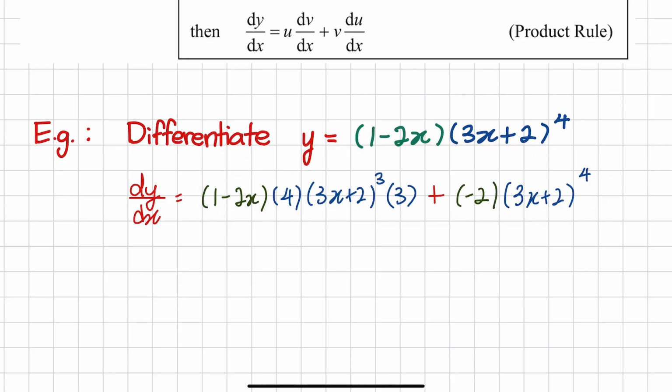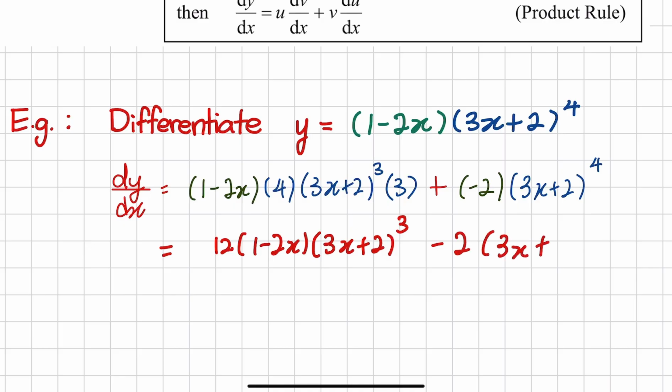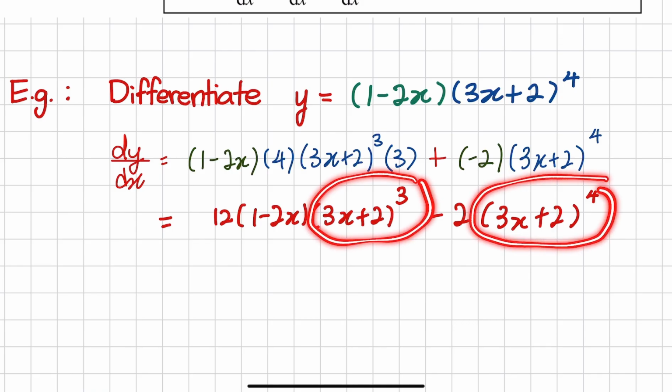So let's simplify this expression here. I will get, let's write it out. Okay, from this part here, I hope you can see that I will get 12 times 1 minus 2x times 3x plus 2 the whole thing power 3 over here minus 2 times 3x plus 2 the whole thing power 4. Okay, and if you look at this expression, you can actually spot that these two terms over here have a common factor of 3x plus 2 the whole thing power 3. So I can actually factorize out to simplify this expression even further.